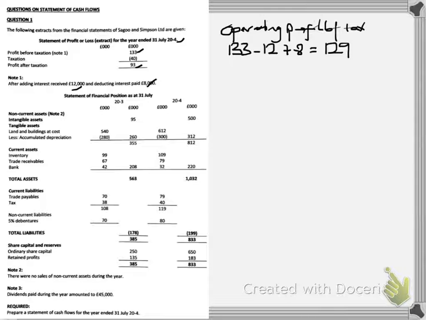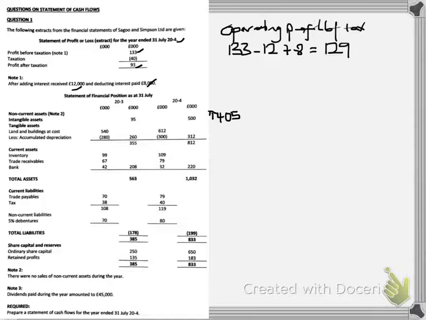Next, statement of financial position. We can see here that intangible assets has increased by 405. So this will go into the statement of cash flows, and we will label it as payments to acquire intangible assets under investing activities.